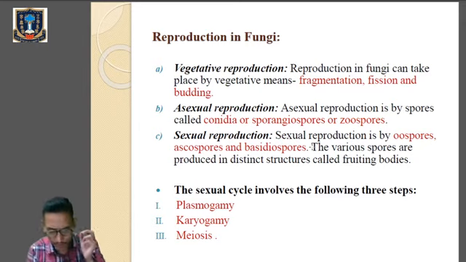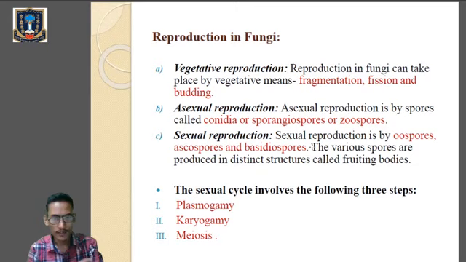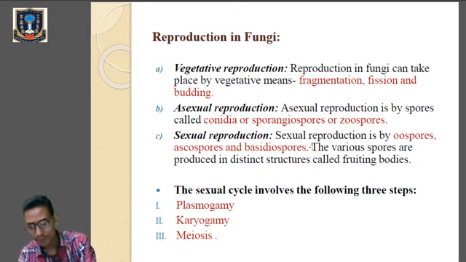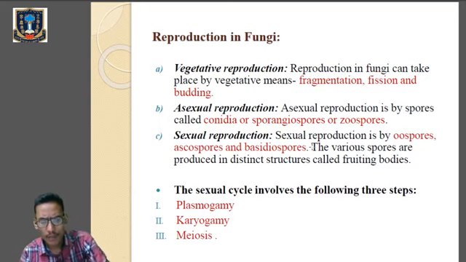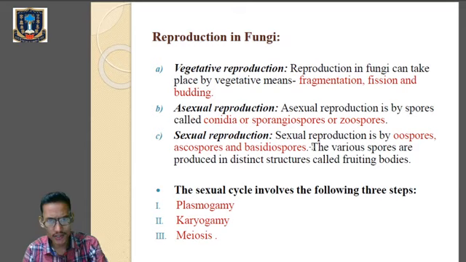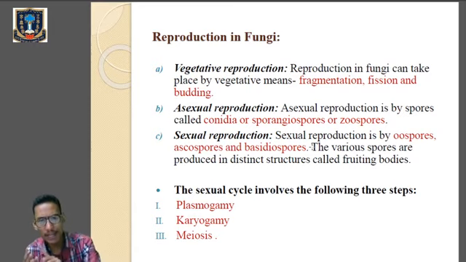Next one, let's go through the reproduction of fungi. Whatever things I am teaching you, kindly note it down. This will be your notes also, so kindly write it down. Next, let's talk about the reproduction of fungi. We have got three types of reproduction in fungi: vegetative reproduction, asexual reproduction, and sexual reproduction.